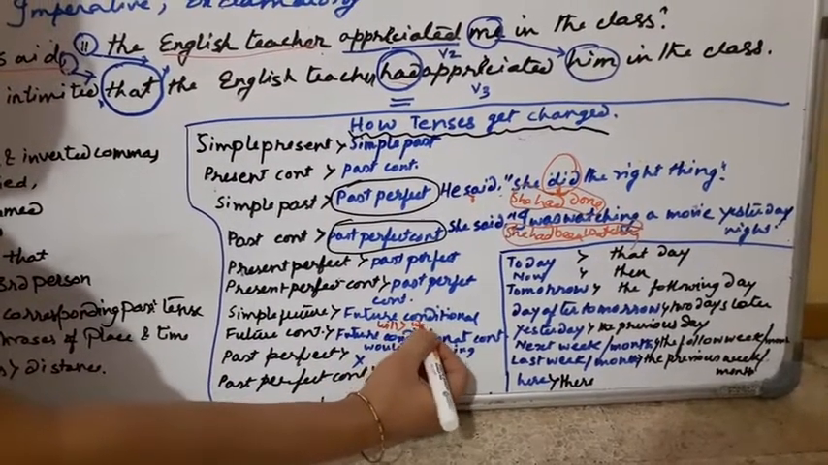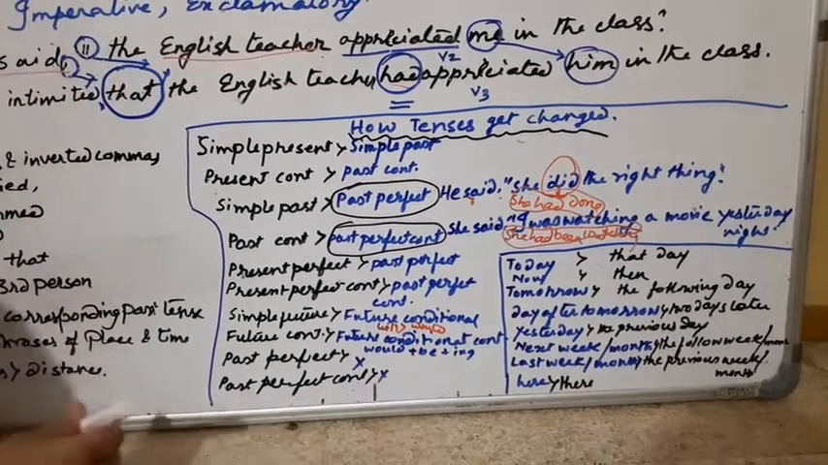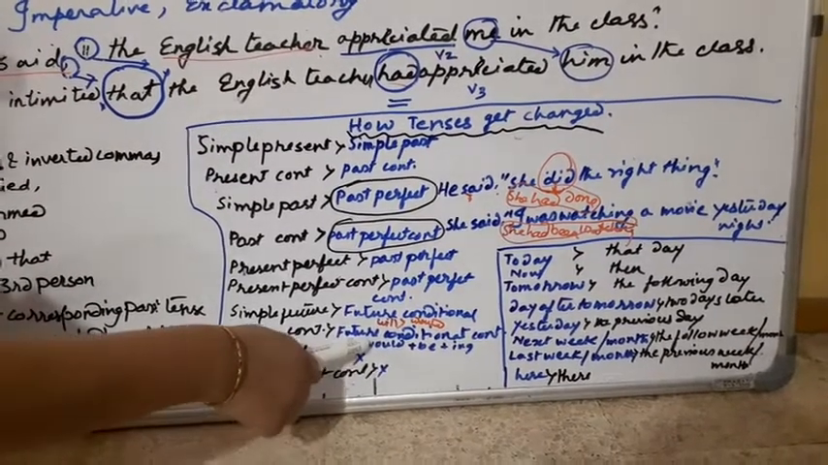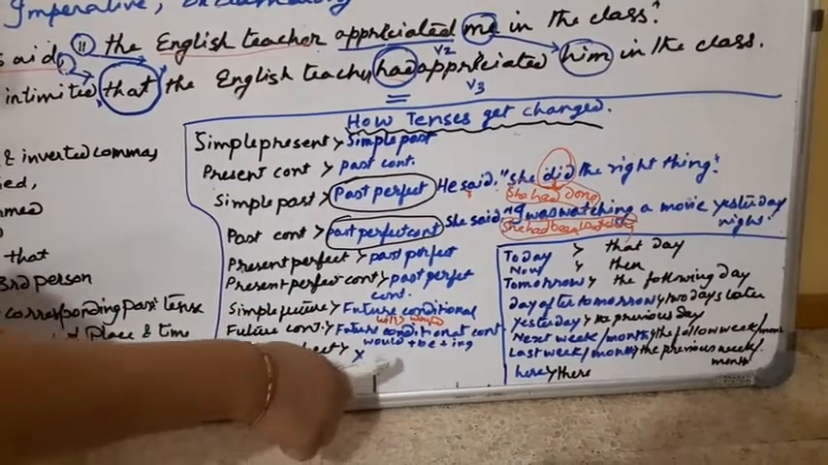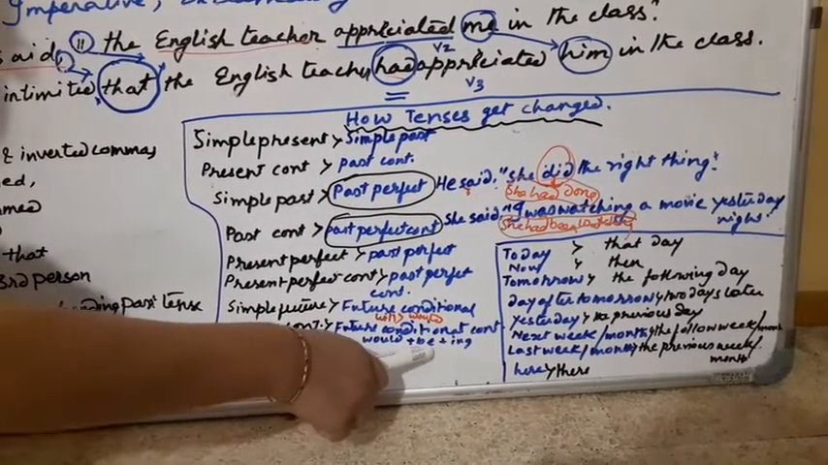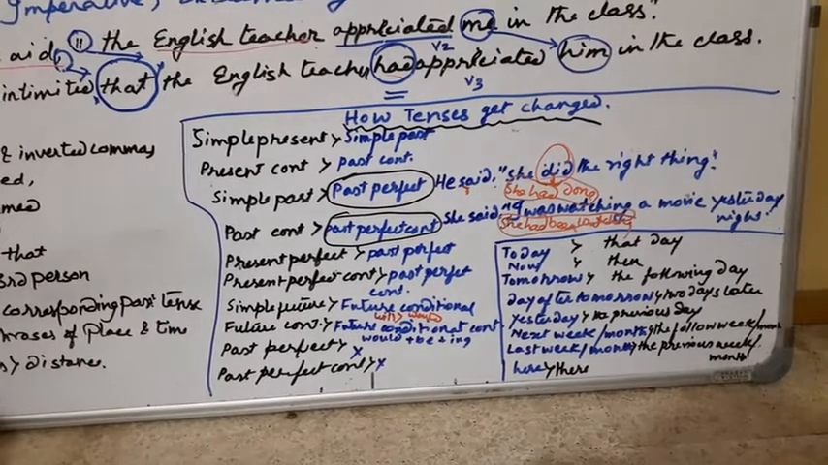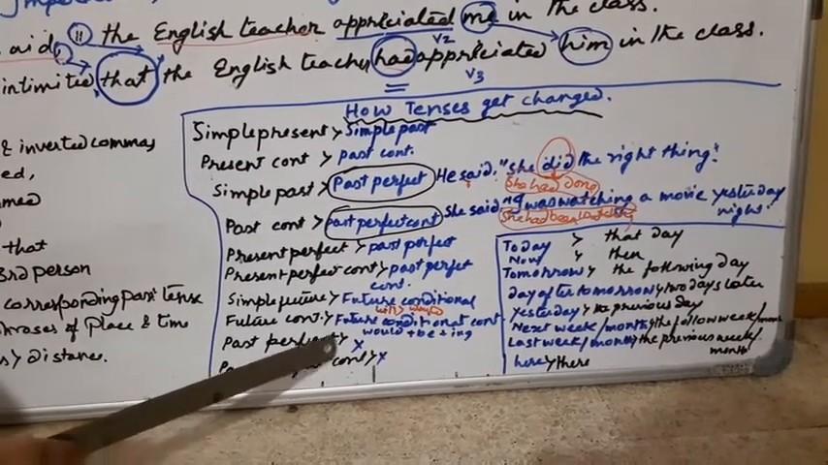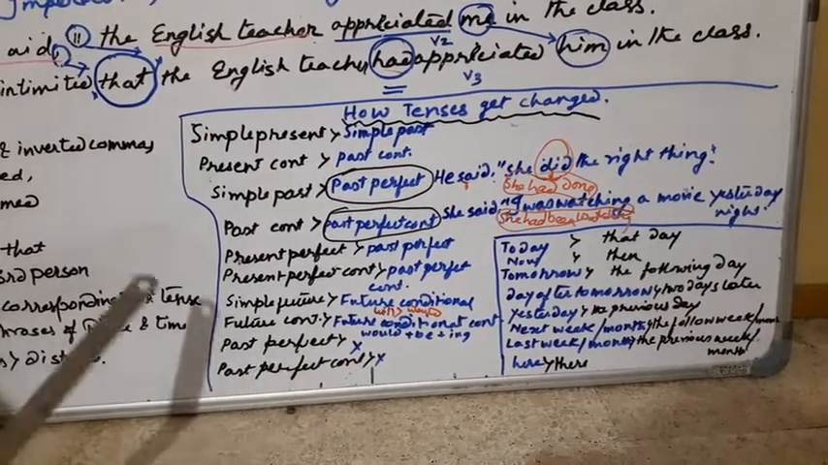Will changes to would, right? Then future continuous will change to future conditional continuous, that is would plus be plus ing, right? Past perfect and past perfect continuous, there will be no changes.